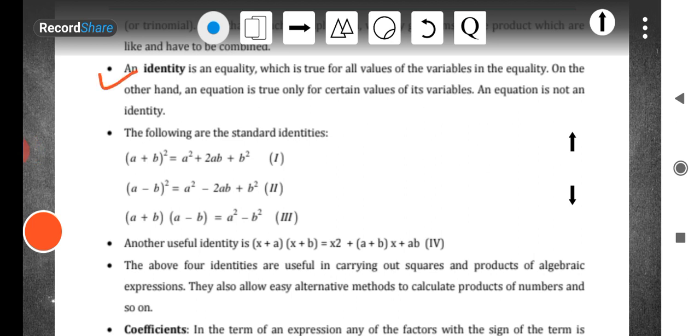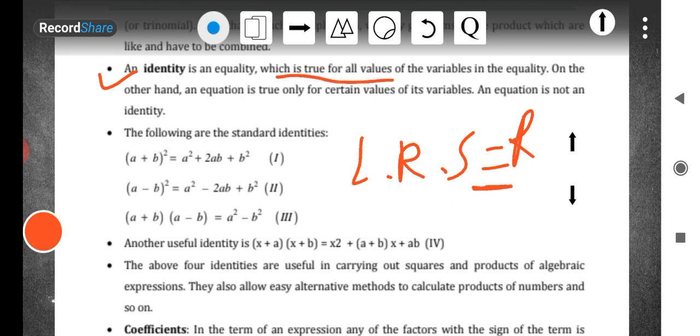There will be one right-hand side and one left-hand side, and both will be equal. Equality means the left-hand side and right-hand side are equal, which is true for all values of a variable in the equality. Here it is 3x and here it is 5x; if equality is given, then they will be equal.